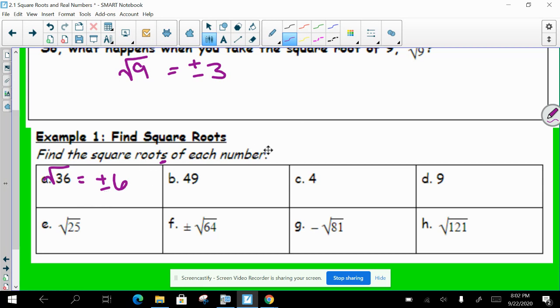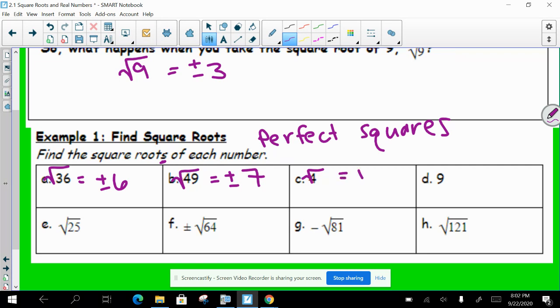All of these are your perfect squares. If it's not a perfect square, then you would use your calculator. So the square root of 49 is equal to plus or minus 7. The square root of 4 is equal to plus or minus 2. The square root of 9 is equal to plus or minus 3.